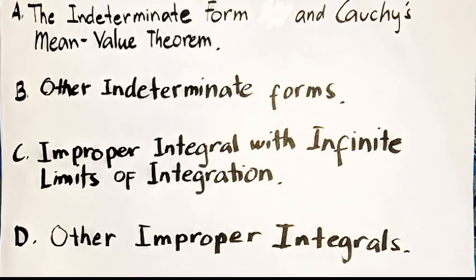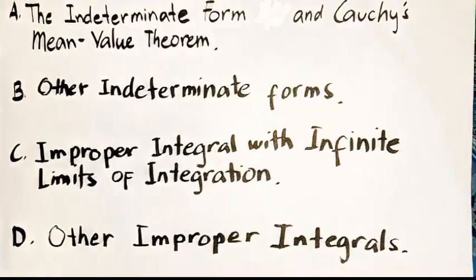These are the topics for finals. We have A, the indeterminate form and Cauchy's mean value theorem. B, other indeterminate forms. C, improper integral with infinite limits of integration. D, other improper integrals. Each topic, we are going to solve one problem. So let's start with letter A.